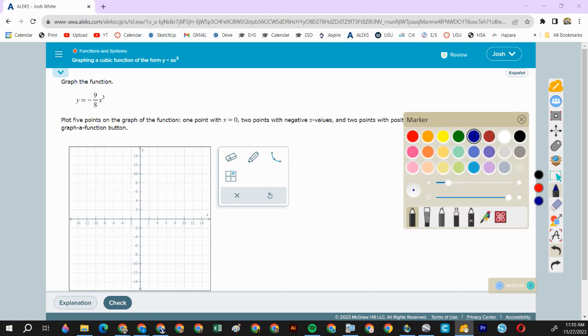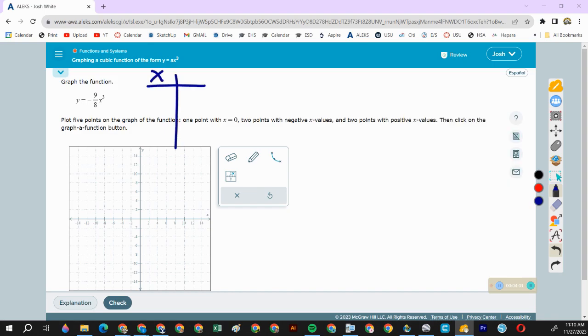All right. So how do we do this problem? So it's x and negative 9 over 8 x to the third. Well, 0 is still going to be 0 right there, right? What about 1? So we stick 1 in there. 1 times 1 times 1 is 1, and we get negative 9 over 8. So it's going to be negative 9 over 8.